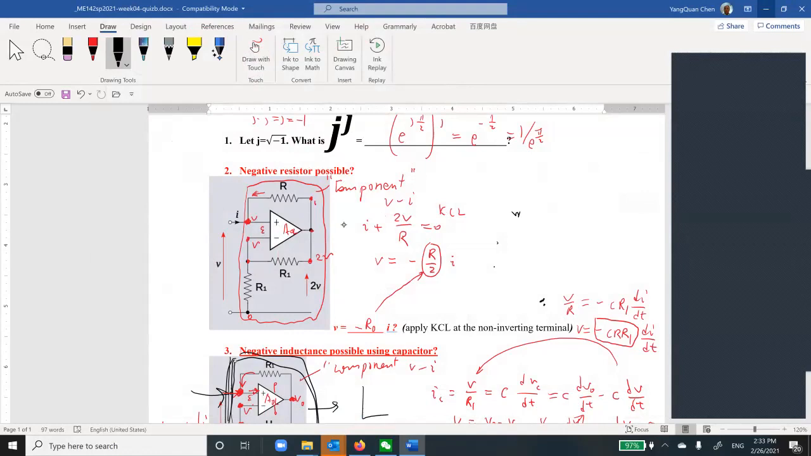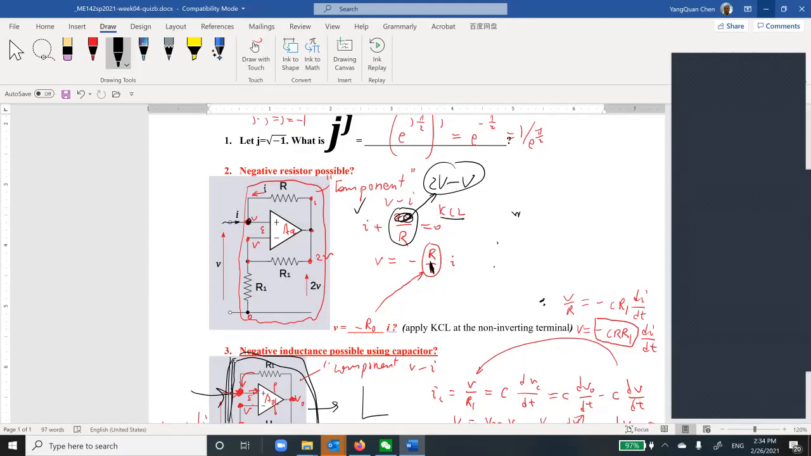Do you see that I use KCL at this point? So you have I in here. This is correct. So about this I, this is this I. I said 2V minus 2V divided by R. Is this correct? No, it's wrong. It's 2V minus this V. So there isn't any half R. It's just R.